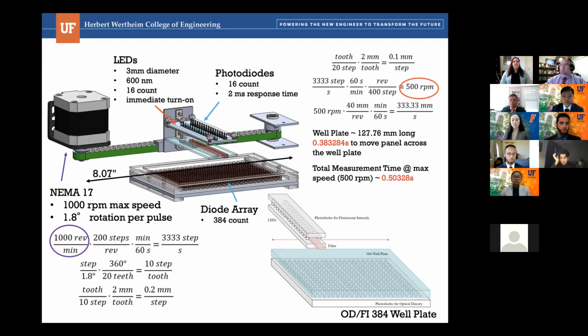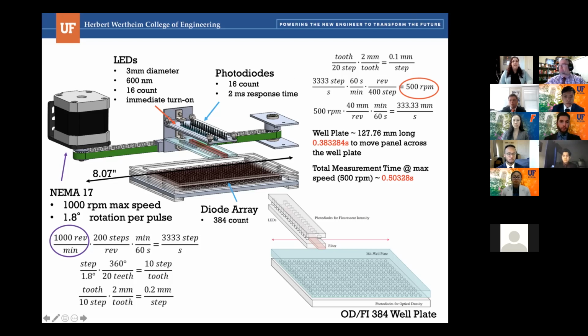For fluorescent intensity measurements, the cultures are excited by the LED light and reflect a different wavelength that passes through a filter placed below the LED plate and is absorbed by a row of 16 photodiodes that sit next to the LEDs. This device can measure all wells in a column simultaneously, which significantly reduces the measurement time.